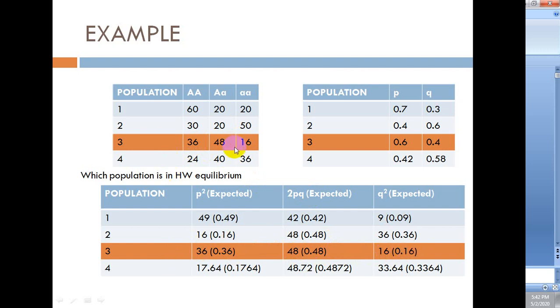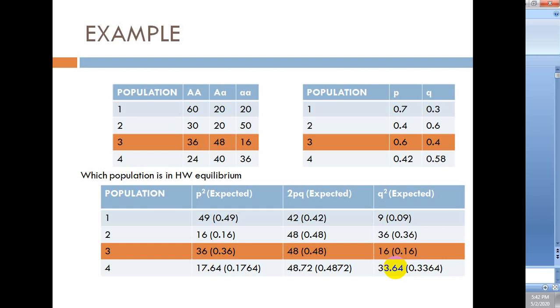And coming to the fourth population, the observed values are quite different from the expected values, so this population is not at all in HW equilibrium. So to find out whether a population is in HW equilibrium or not, we have to find out the p and q values.